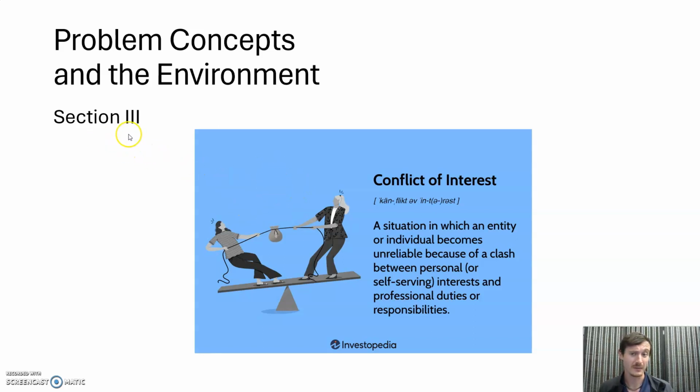Here we have Unit 2, Section 3, Problem Concepts and the Environment, maybe not the most clear name. This particular section is going to get kind of abstract, conceptual, more brainy. To be clear, the stuff in this section is not immediately what we're going to need.